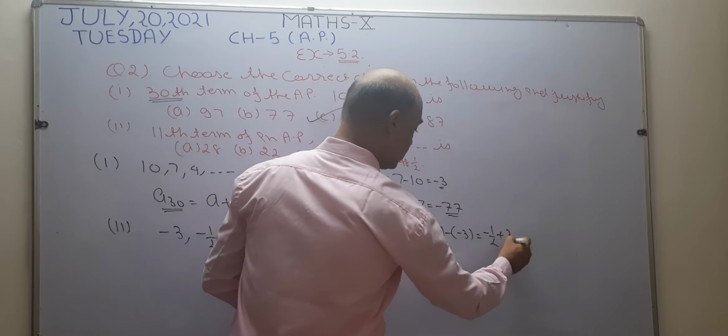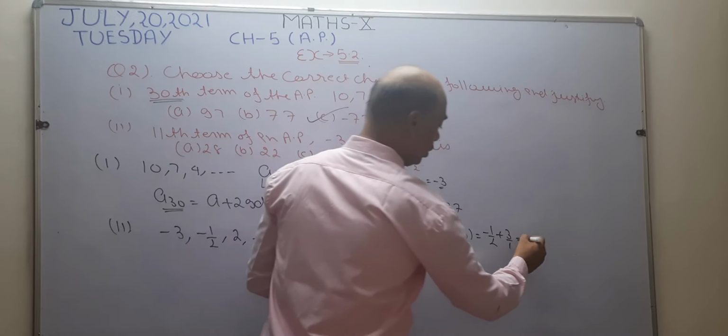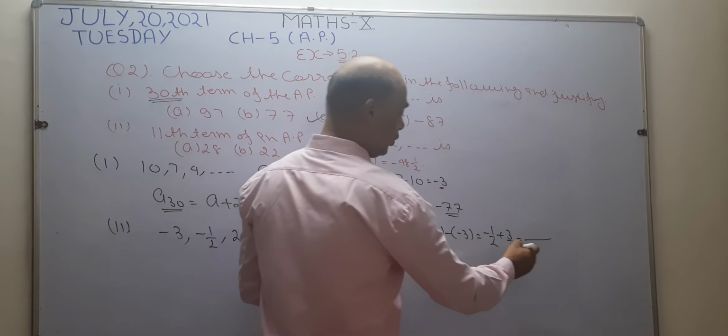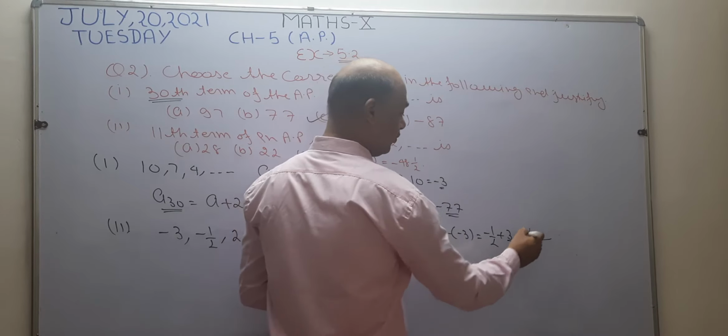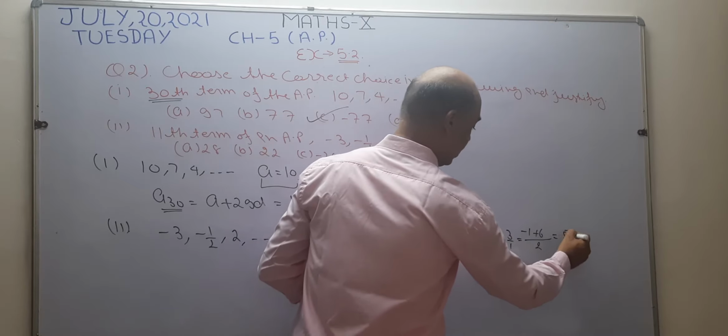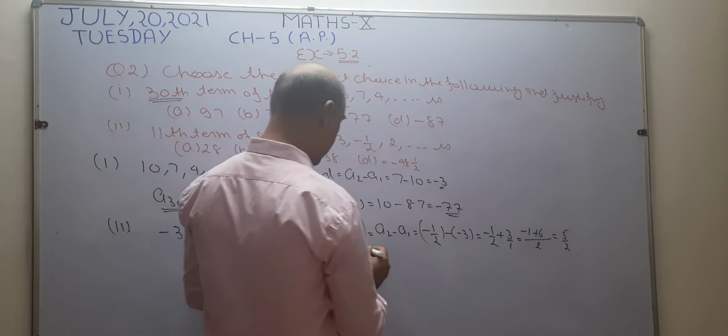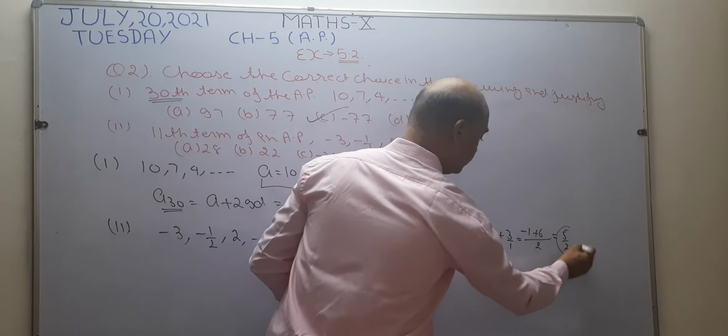So this becomes minus 1 by 2, minus minus plus 3. Fraction part is there. So I want to solve it by taking LCM. LCM of 2 and 1 is 2. 2 is cancelled with 2. So minus 1 is left. 1 is there. So this is going to multiply by 3. 2 threes are 6. So 6 minus 1 is 5 by 2. So value of D becomes 5 by 2.